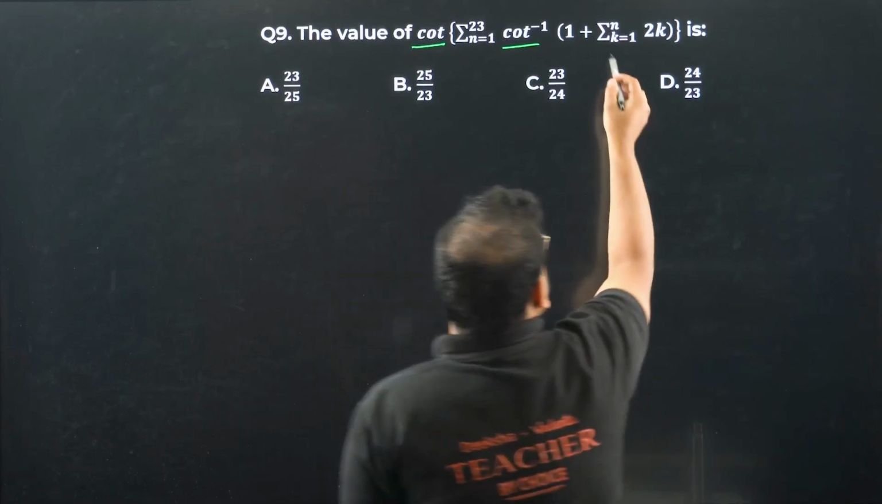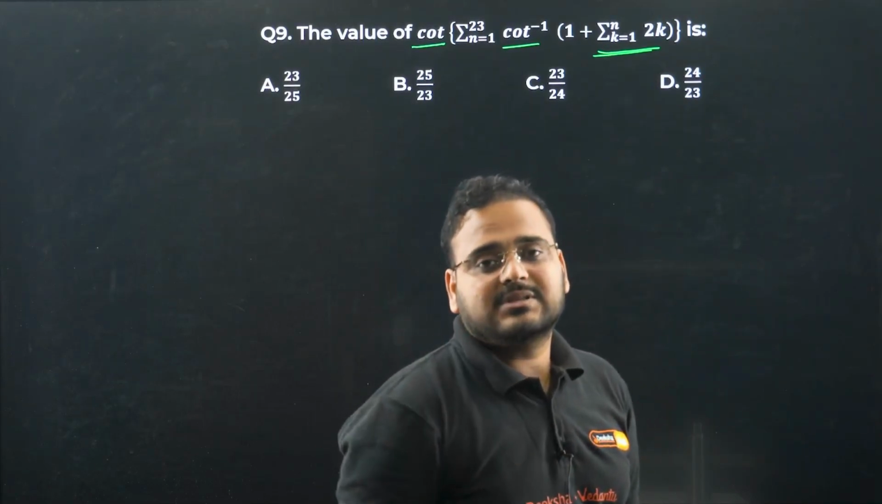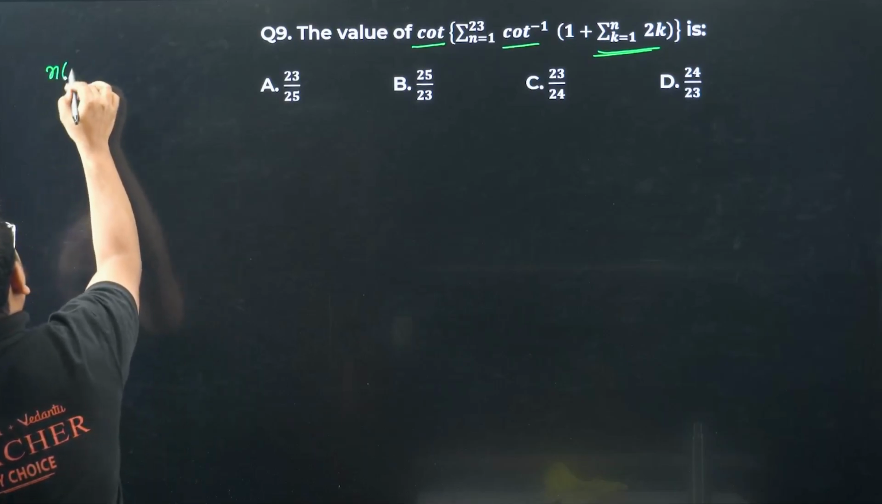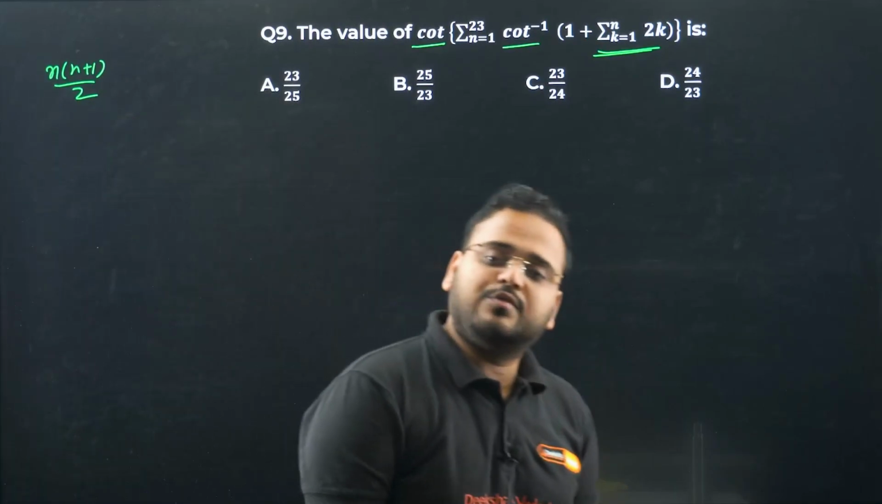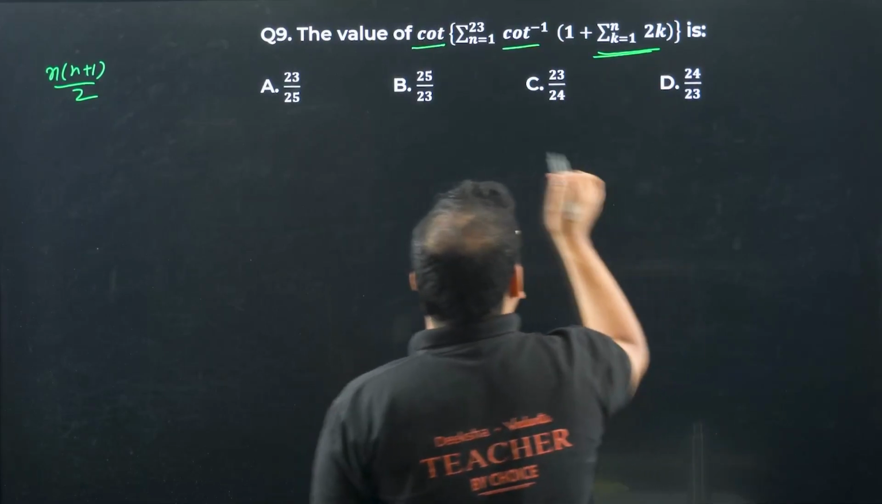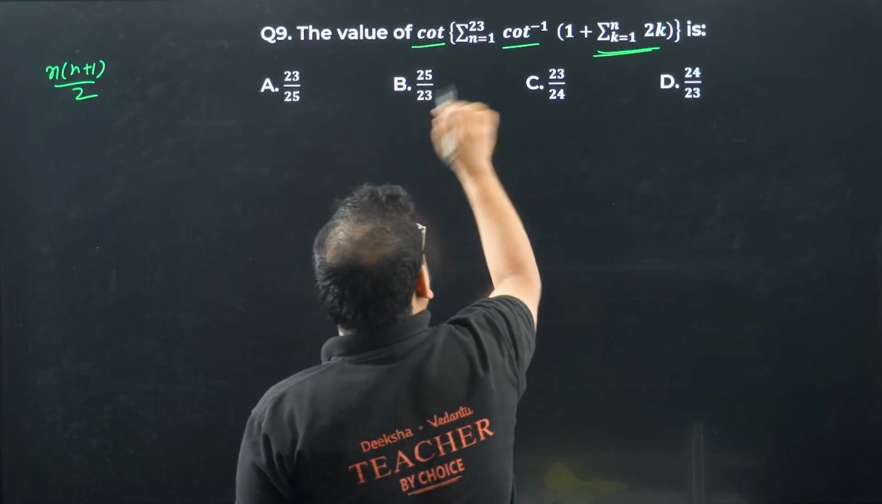Please check. Whenever you're adding n natural numbers, there's a formula for that: n times n plus 1 by 2. We know this formula or not? Of course we do. So I can replace this whole thing. Please check. I'll forget about this cot outside. I'll just start writing from here.